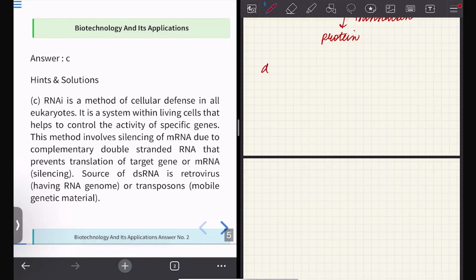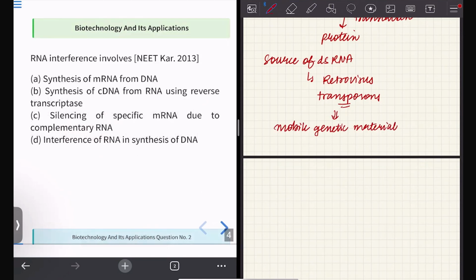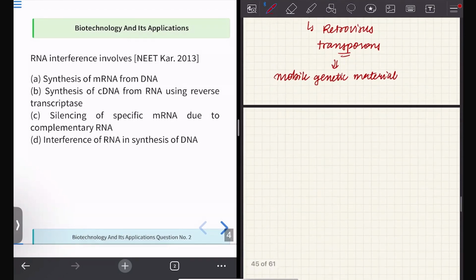So, what is the source of this double-stranded RNA? It can be either retrovirus or transposons. What is a transposon? It is a mobile genetic material. Okay. So, RNA interference usually involves silencing of a specific mRNA due to its complementary RNA. So, this complementary RNA, we are introducing from outside sources.